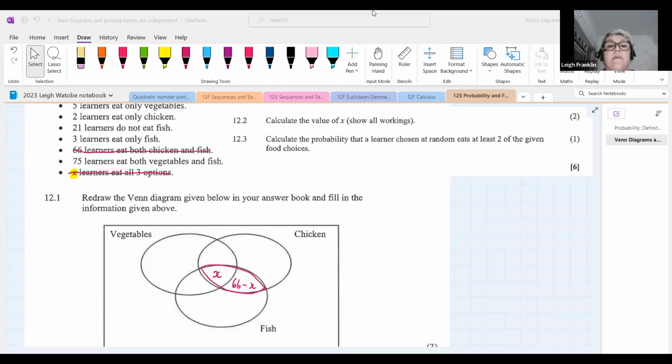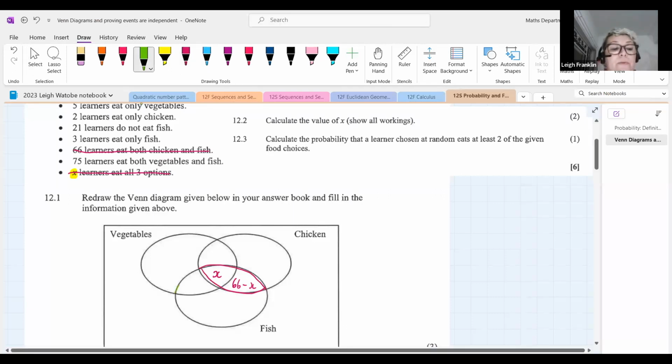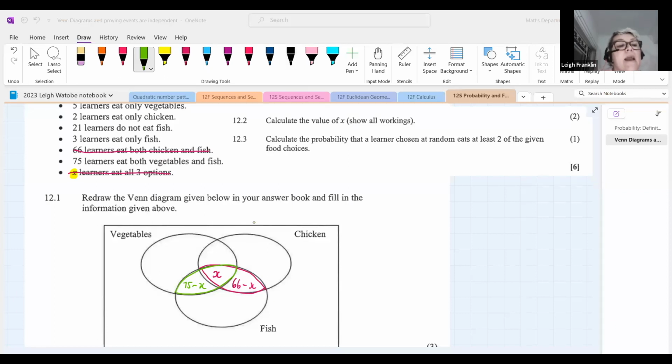Okay, so lots of yeses coming through. All right, brilliant. Now go and look for another "and". So 75 eat both vegetables and fish. So vegetables and fish is this bit over here. So vegetables and fish only is going to be 75 minus x. That will be that little piece over there. And again, go and cross that out.